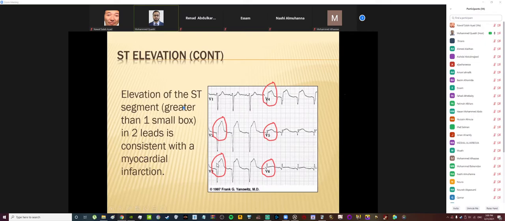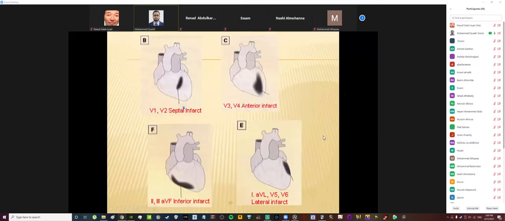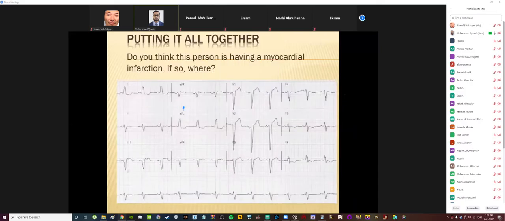What about V2, V3 and V4? Which area do they belong to? Anterior. What about V5 and V6? Lateral. So this becomes an anterior lateral myocardial infarction. You'll diagnose it here as an anterior lateral myocardial infarction. So these areas are important for us, which area the leads belong to in diagnosing myocardial infarction.